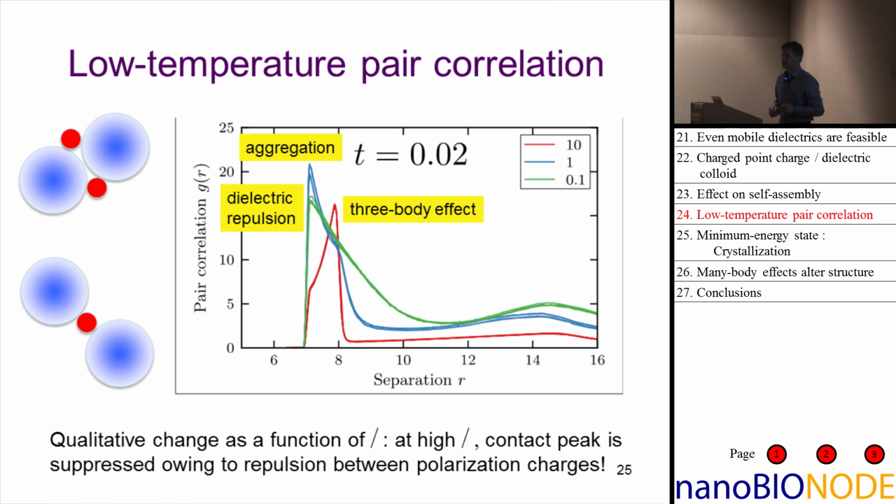So what does that mean now in terms of actual structures? Can we go beyond pair correlation functions to actual structures? So that's the last two slides that I want to show you.